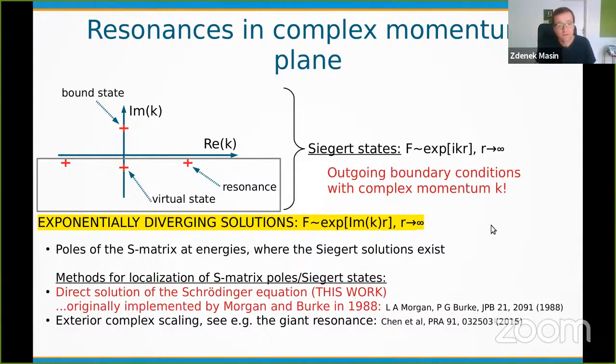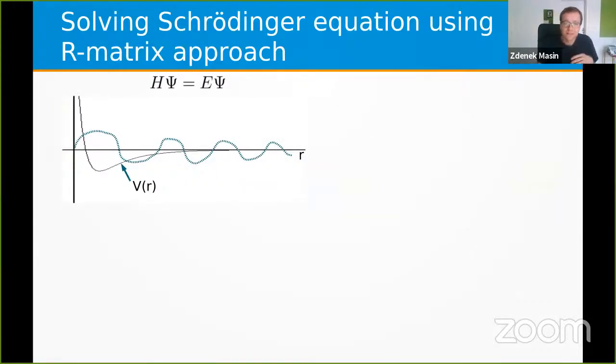So how do we actually solve for the Siegert states in R matrix? Well, before we get to Siegert states, let's just try to look at how the R matrix method actually works, which was, I think, a question that a few people raised before. So I shall attempt a brief explanation.